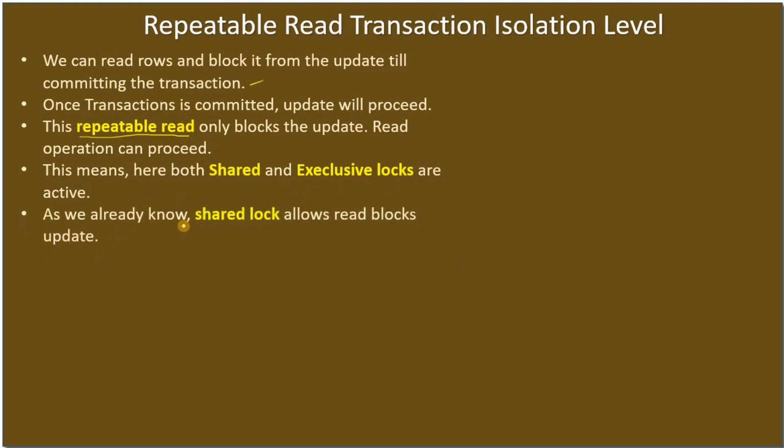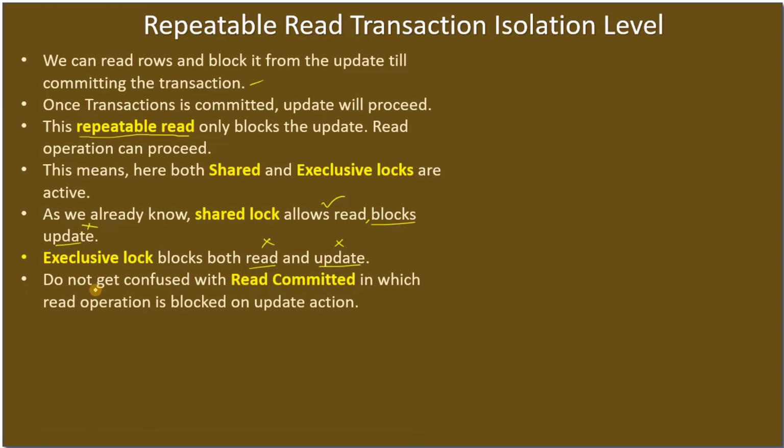As we already know, shared lock allows read and blocks the update. Exclusive lock blocks both read and update. So shared lock allows the read but blocks the update, but exclusive lock blocks both read as well as update. Once a lock is released, you can perform read as well as update.